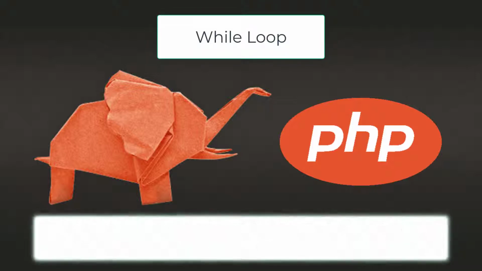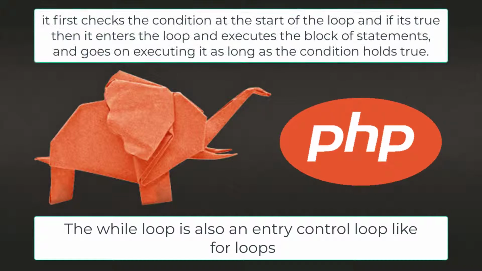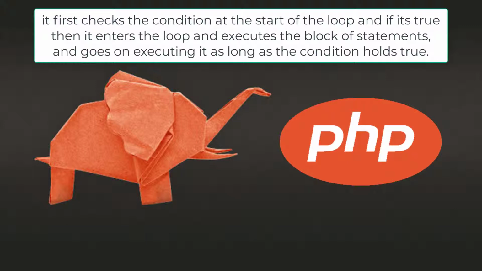The while loop is also an entry control loop like for loop. It first checks the condition at the start of the loop, and if it's true, then it enters the loop and executes the block of statements and goes on executing it as long as the condition holds true.